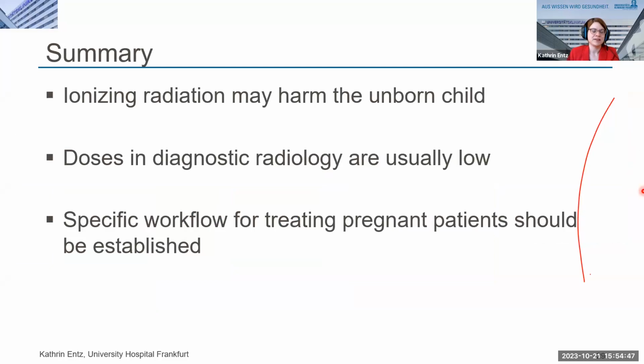So to summarize everything, of course, ionizing radiation can harm the unborn child, but fortunately the doses in diagnostic radiology are very low. So in most cases, we won't see any malformations, any growth retardations or anything along that way. So no deterministic effects. But of course, we do have the stochastic effects, so we might induce cancer. And for that reason, we should try to avoid imaging pregnant patients. But of course, it's not always possible.